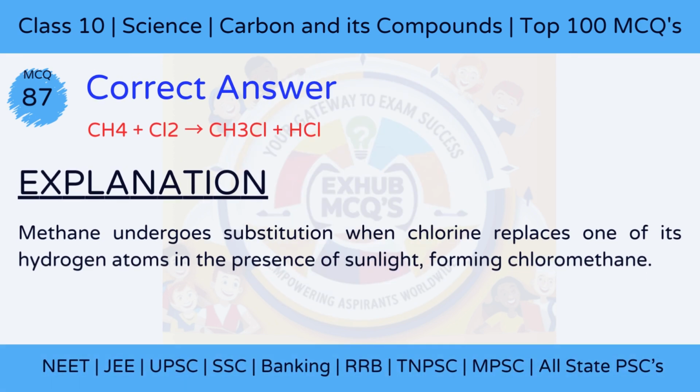The correct answer is option A, CH4 plus Cl2 gives CH3Cl plus HCl. Explanation. Methane undergoes a substitution reaction with chlorine in the presence of sunlight, where one hydrogen atom is replaced by a chlorine atom.